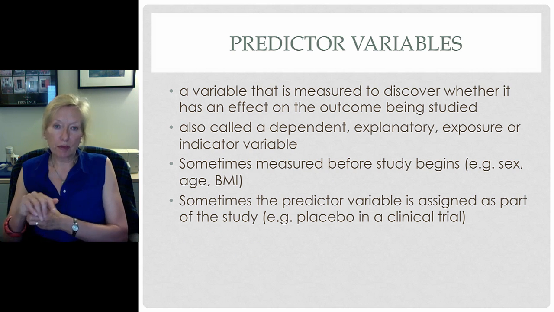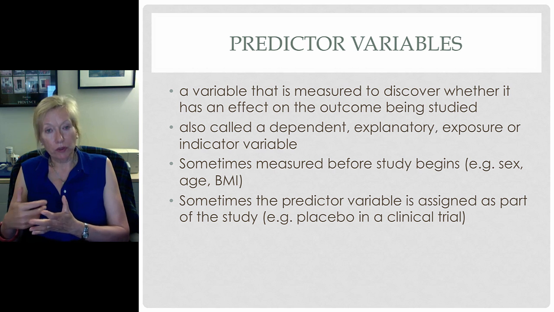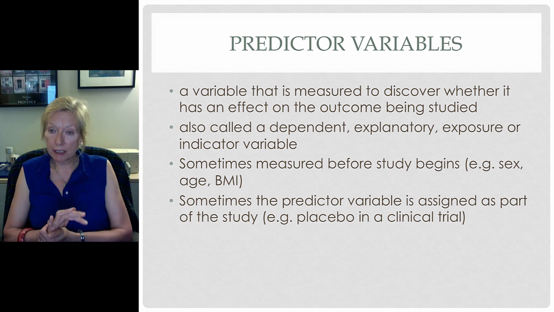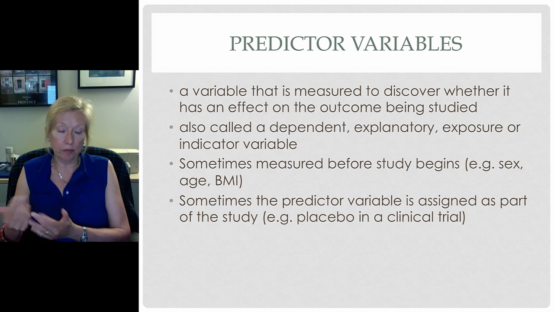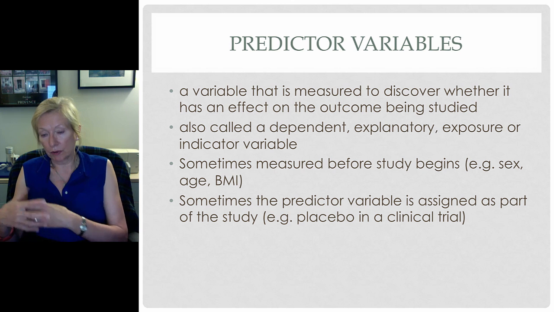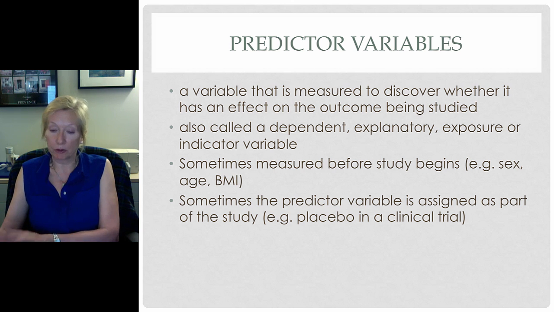A predictor variable is a variable that is measured to discover whether it has an effect on the outcome being studied. You might also see it called an explanatory variable, an exposure variable or an indicator variable, but here we're calling it the predictor variable. Sometimes these variables are measured before the study begins, so it could be the sex or the age or the BMI, but sometimes the predictor variable is assigned as part of the study. For example, in a clinical trial, you could have a placebo.